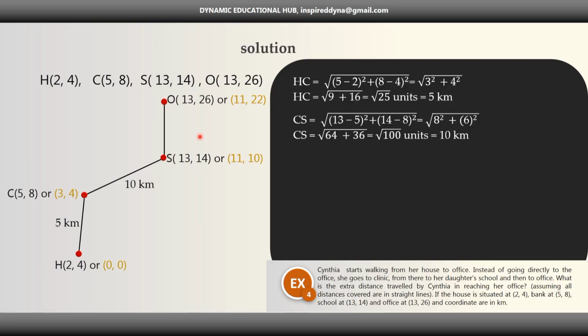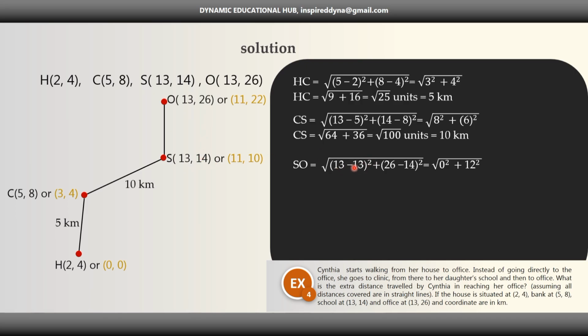Then from the same method, let's go ahead. Now we have SO will be root of 13 minus 13 square plus 26 minus 14 square. Let me explain this. When 2 points are collinear, you can just neglect one coordinate that is constant and use the other coordinate. So instead of having 13 minus 13 here, you can just use 26 minus 14 square, the square root. So you are good to go.